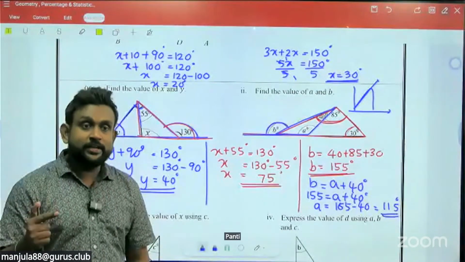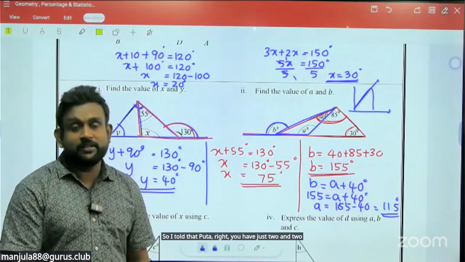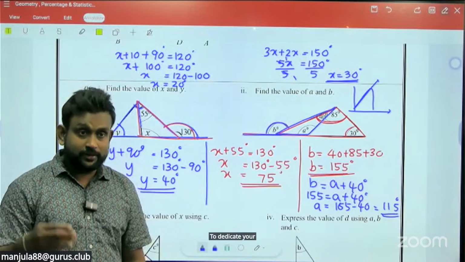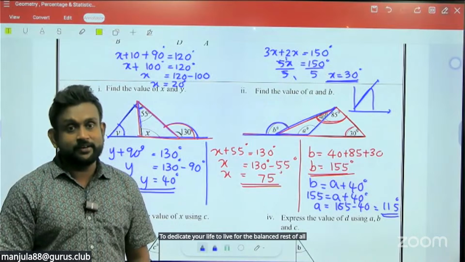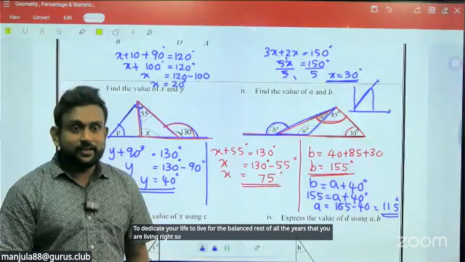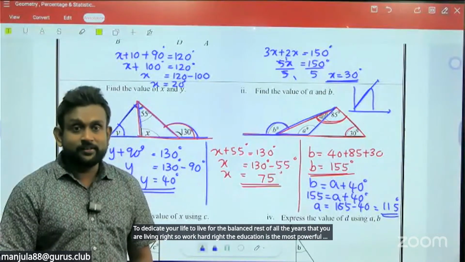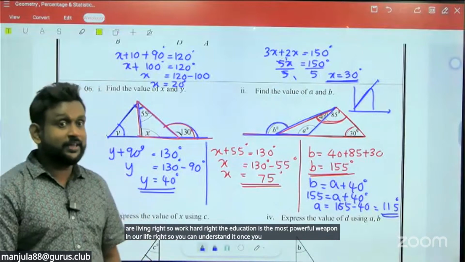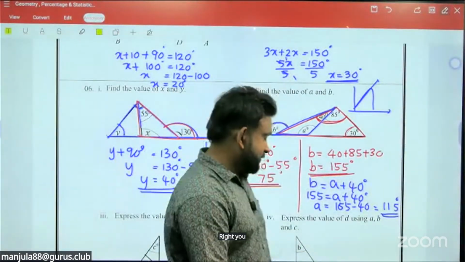So I told that putta, right, you have just 2 years and just 1 month to dedicate your life to live for the balance rest of all the years that you are living, right? So work hard, right? Education is the most powerful weapon in our life, right? So you can understand it once you reach university life, even, right? You can have that experience.